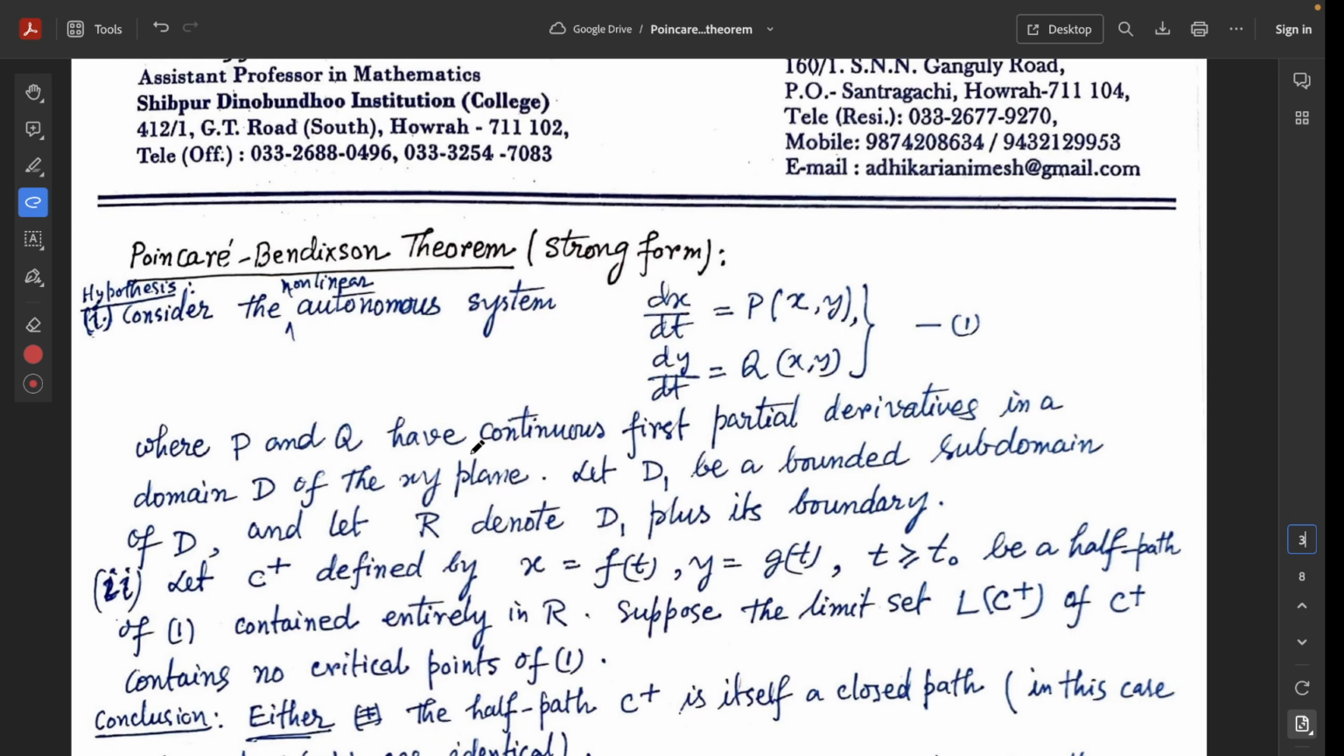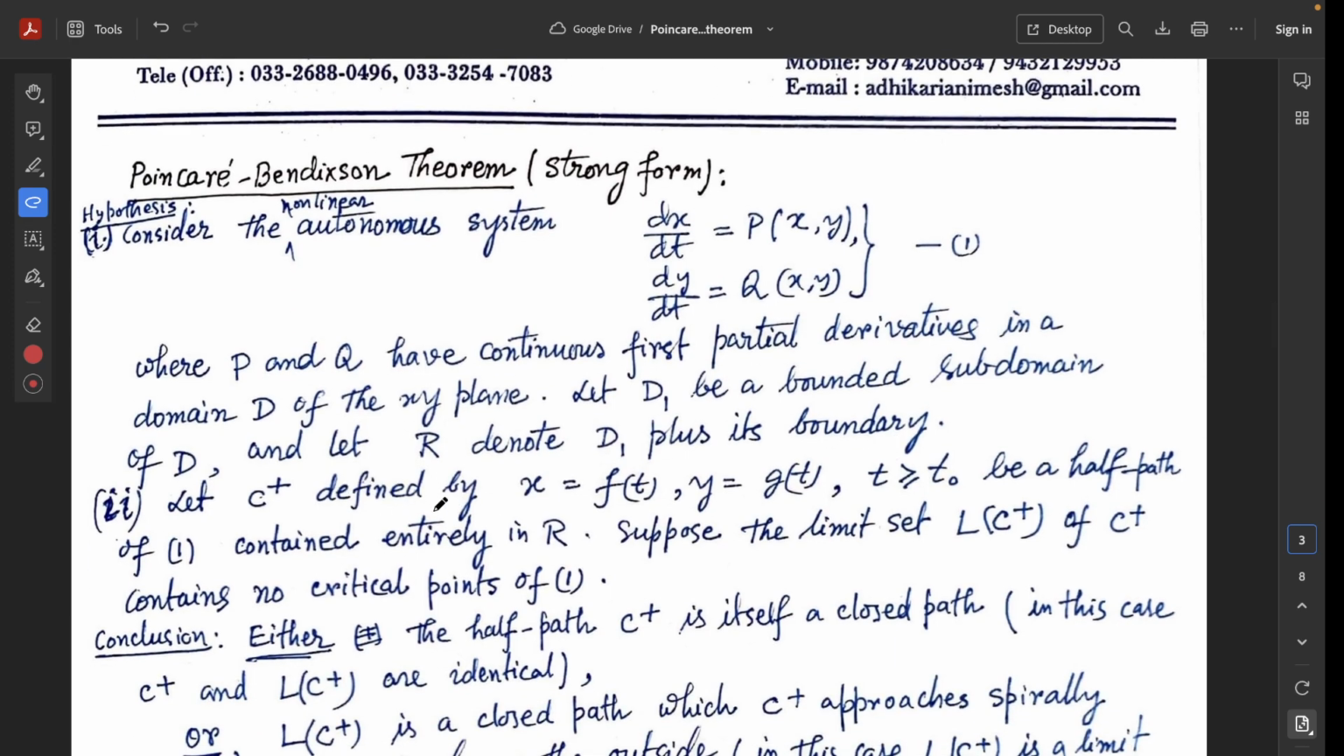So here P and Q have continuous first order partial derivatives in the domain D. Let C plus, defined by x equal to f(t) and y equal to g(t), t greater than or equal to t0, be a half path of the system (1) contained entirely in R. Suppose the limit set L(C plus) of C plus contains no critical point of (1) in this region.